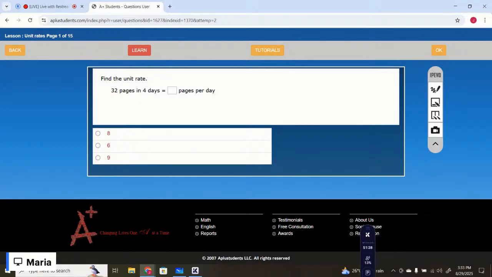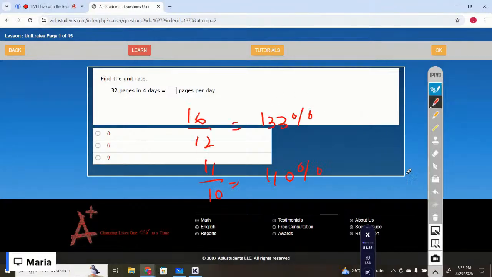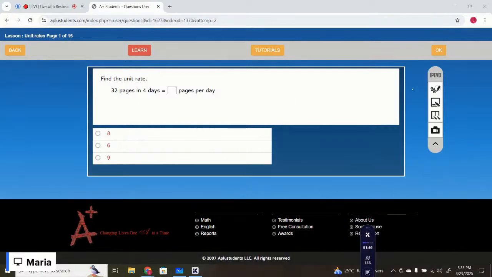32 pages in 4 days. So 32 divided by 4 is 8. The correct option is 8. 8 pages per day.